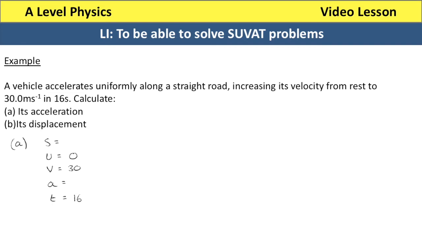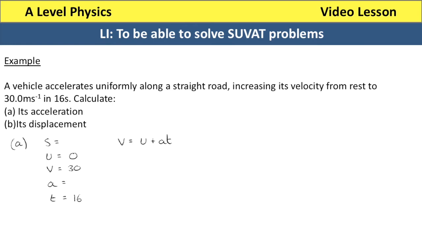I want to work out the acceleration, so I need an equation that has U, V, A and T in it. This is the exact same equation as last time, but we have an issue now because this equation is not written in terms of acceleration. So we need to make the acceleration the subject of this equation.